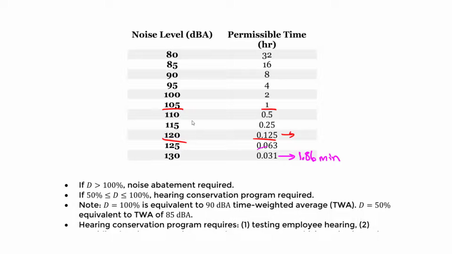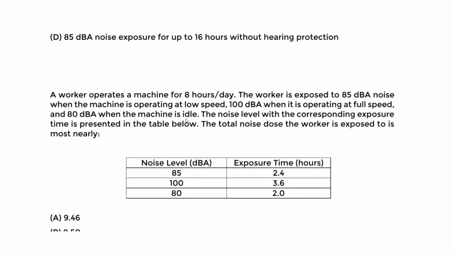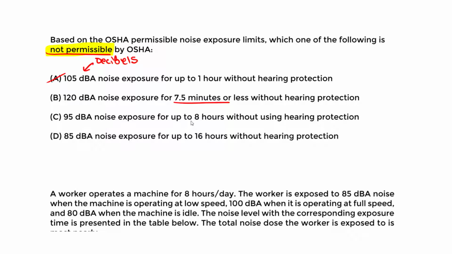So we have to be careful and convert that to minutes because it tells us the answer choice in minutes. So we do 0.125 hours, and we know 1 hour is going to be 60 minutes. So these cancel, and you just take that value times 60. If I do that, I get 7.5 minutes, which is the one we have in the choice. So that is correct, right? For 120 decibels of noise exposure, it is actually 7.5.